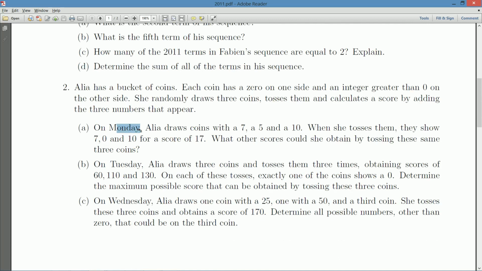On Monday, Aaliyah draws coins with a 5, a 7, and a 10. When she tosses them, they show 7, 0, and 10 for a score of 17. So they're continuing to explain how this process works, just to make sure we get it. What other scores could she obtain by tossing these same 3 coins?